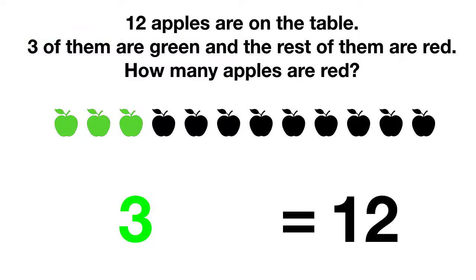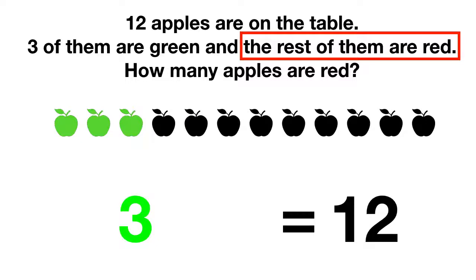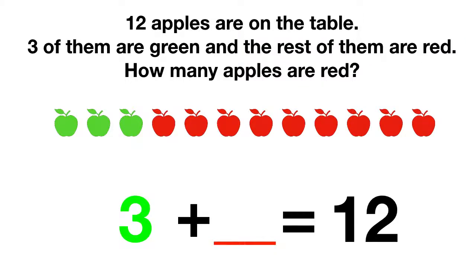Then the problem says, the rest of them are red. Well, this means that some amount of apples are red. We can leave it blank for now, but we do know that the 3 green apples plus these red apples will give us all 12. And the problem says the rest of them are red, so we can color the rest of the apples red.